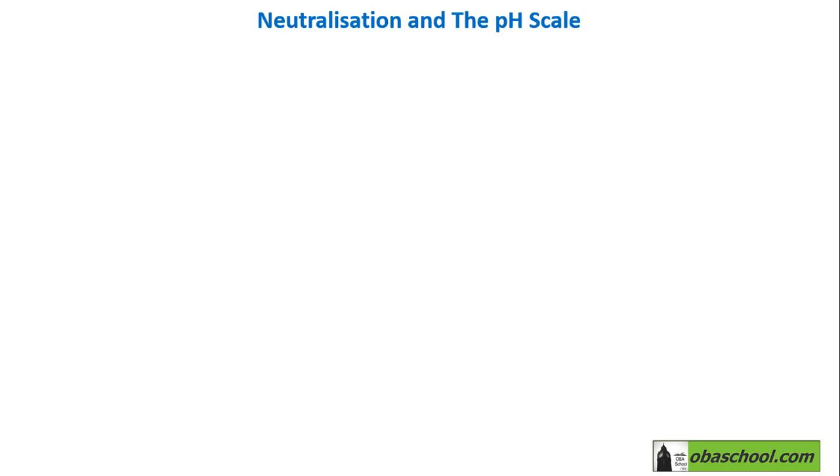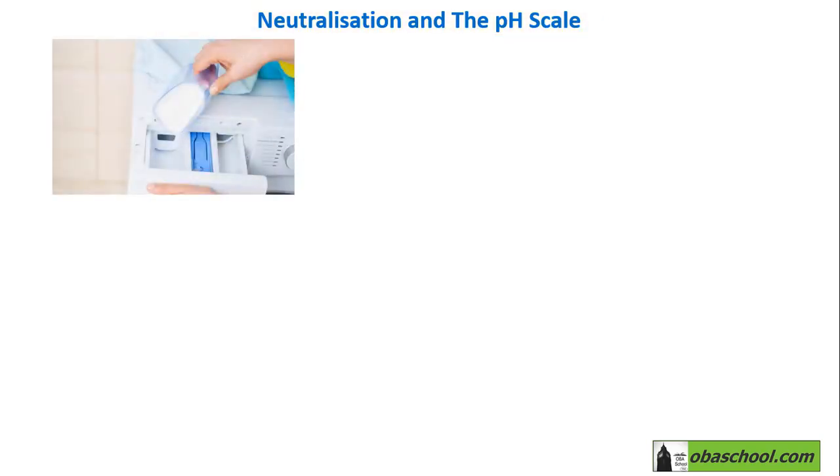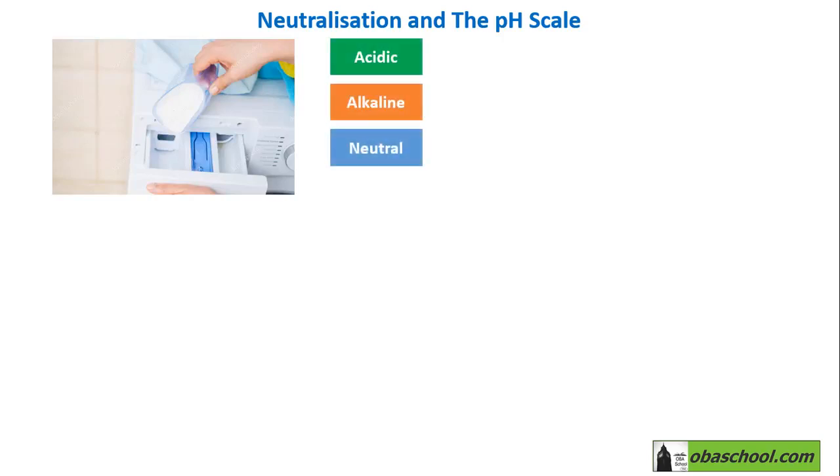Let's discuss first neutralization and the pH scale. First of all, we know that when you dissolve a substance in water, you make an aqueous solution, as happens when the washing powder is in the washing machine. Whether the solution is formed as acidic, alkaline, or neutral depends on the substance you have dissolved. A solution of washing powder is slightly alkaline. So it depends on the substance that is dissolved that we can know if it's acidic, alkaline, or neutral.